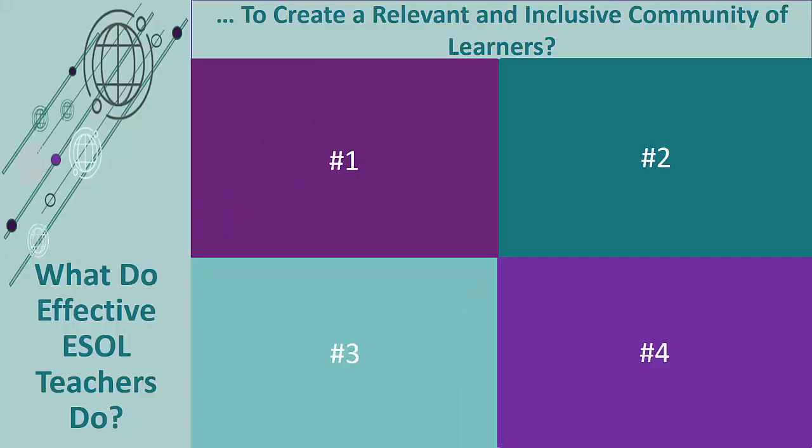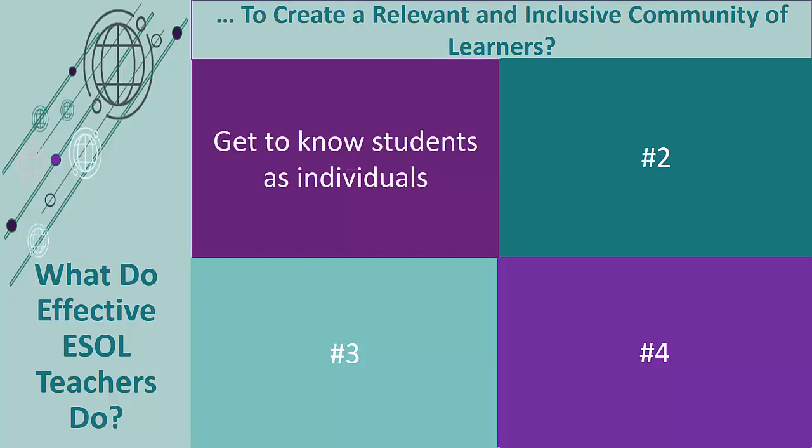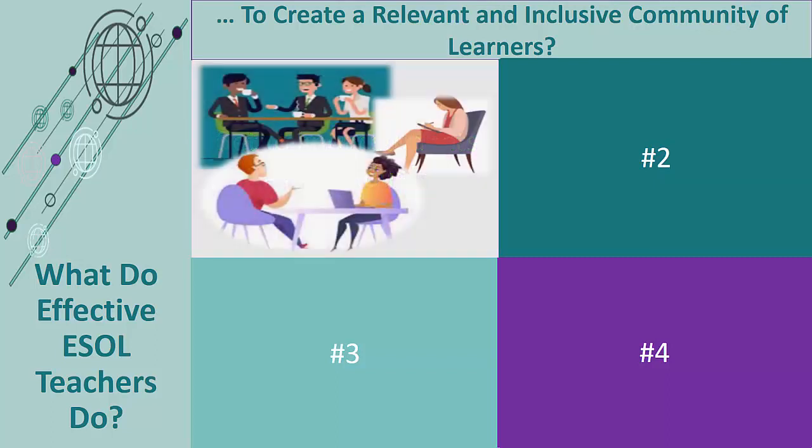How do effective ESOL teachers create a classroom environment that is relevant and inclusive? They get to know their students as individuals and create opportunities for classmates to get to know each other. There are many ways to do this: during intake or through informal conversations before, during, and after class, through individual interviews with students, or through their written responses to questions.